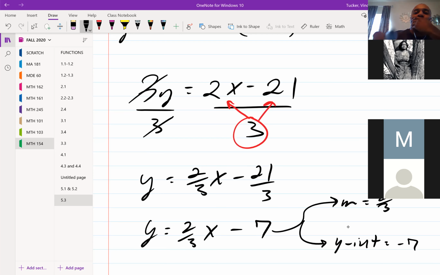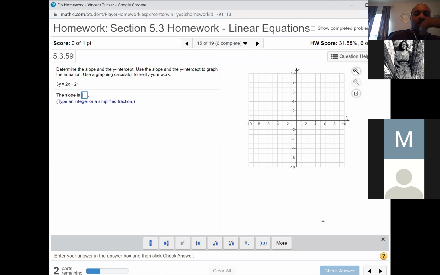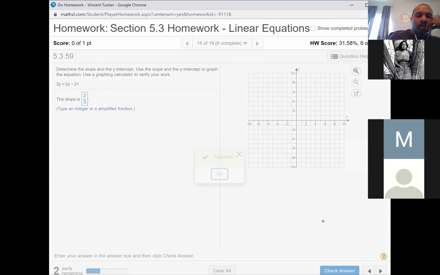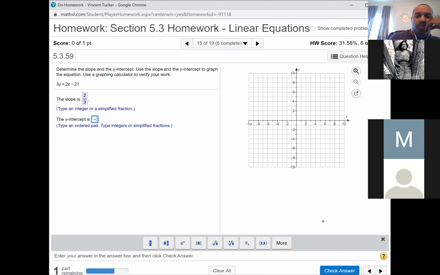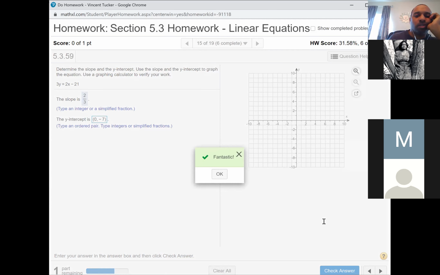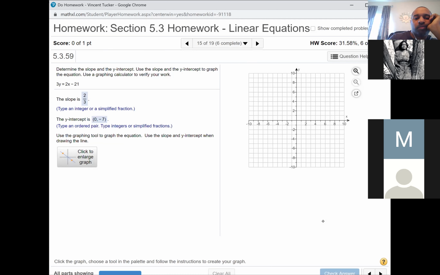All right. So let's go ahead and plug it in. Slope is 2 divided by 3. And then -7. Oh, no. I think they want the order. Yep, type as an ordered pair. So make sure you pay attention to those directions. 0, comma, -7. Close out the parentheses. And there you go.